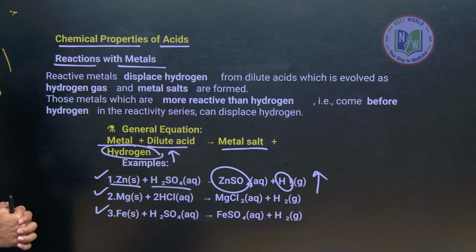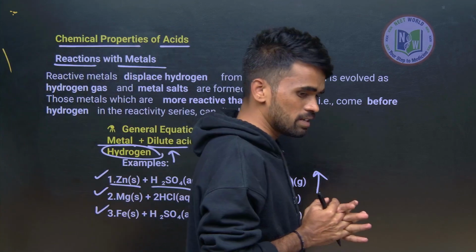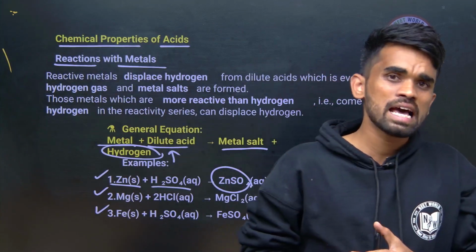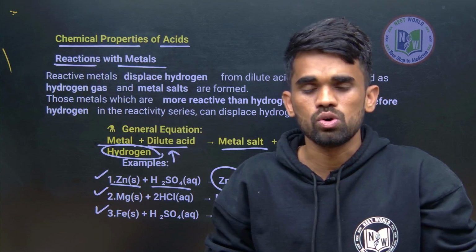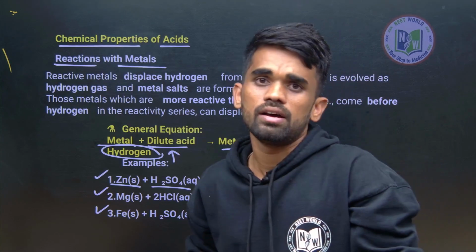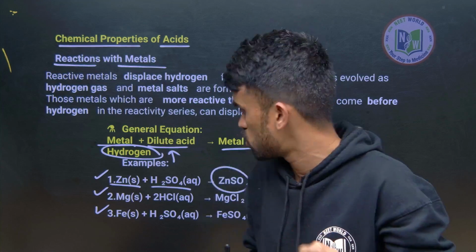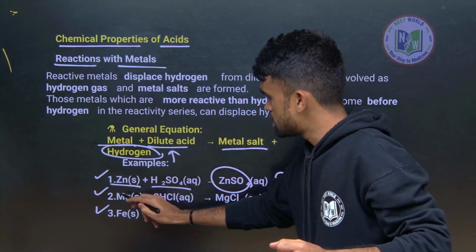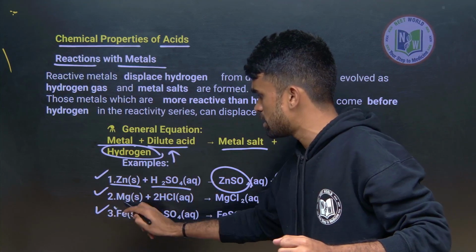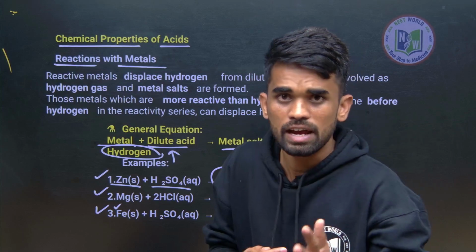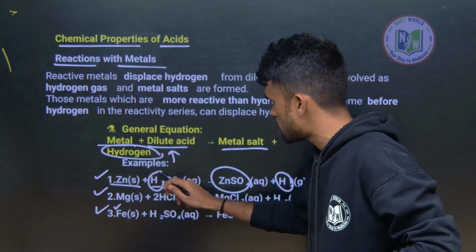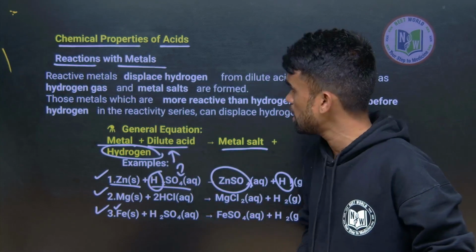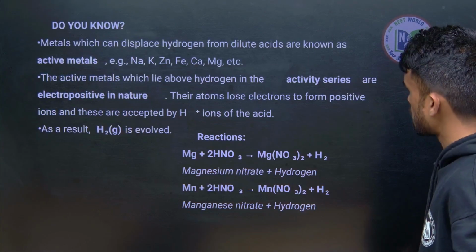Now you should also get one question: will all the acids react with all the metals? Will all the metals react with the acids? No. There are some things to be remembered here, and we will discuss that. Just follow this. Zinc, magnesium and iron are highly reactive metals, so they will displace hydrogen H2 gas from the respective acids. Let us discuss more about this now.